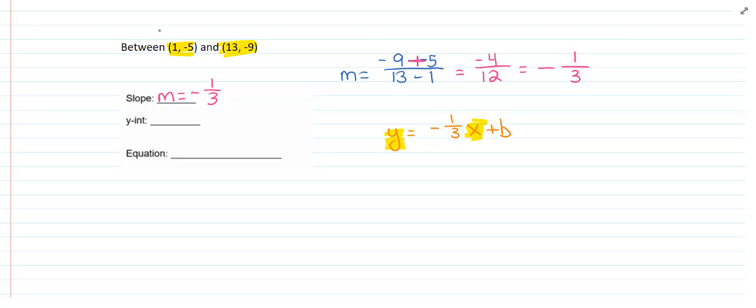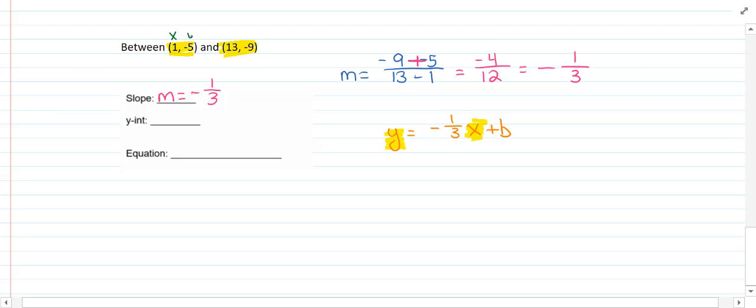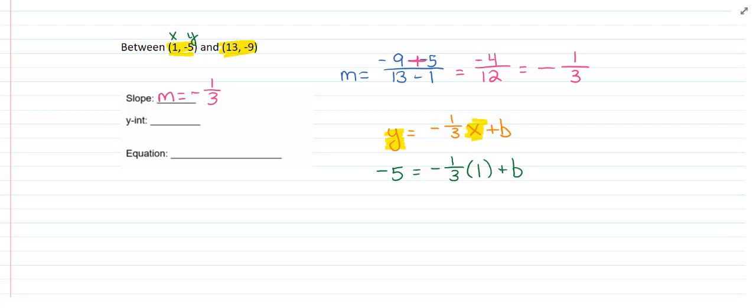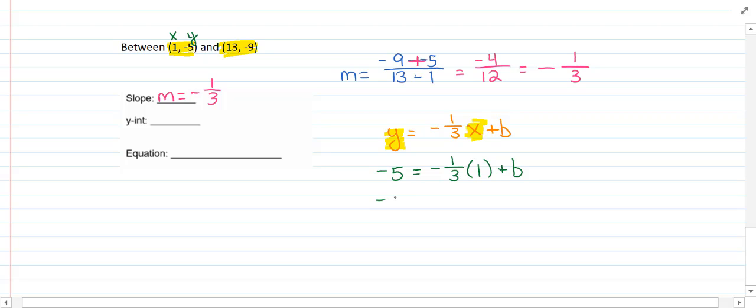I'm going to go ahead and just use this first point. I'm going to say 1 is x and negative 5 is y. So I replace x and y with 1 and negative 5 in my equation, like I have here. And now I can solve this equation for b. So I'm going to follow order of operations. I know negative 1/3 times 1 is just negative 1/3.